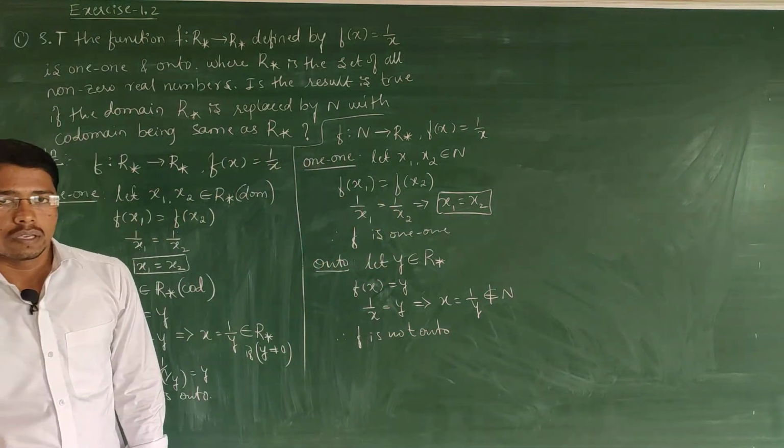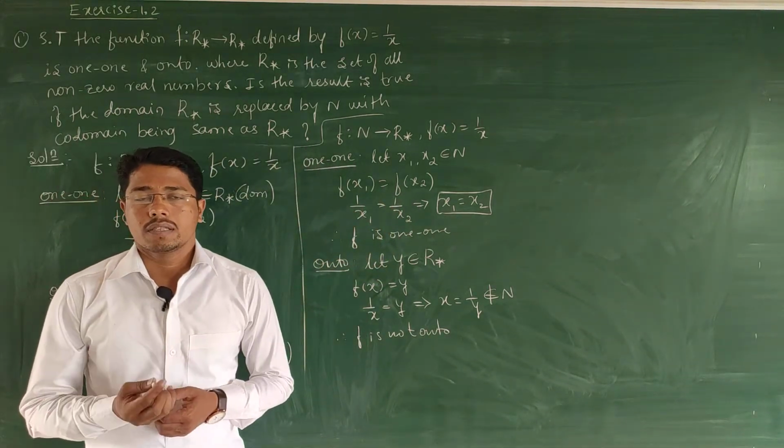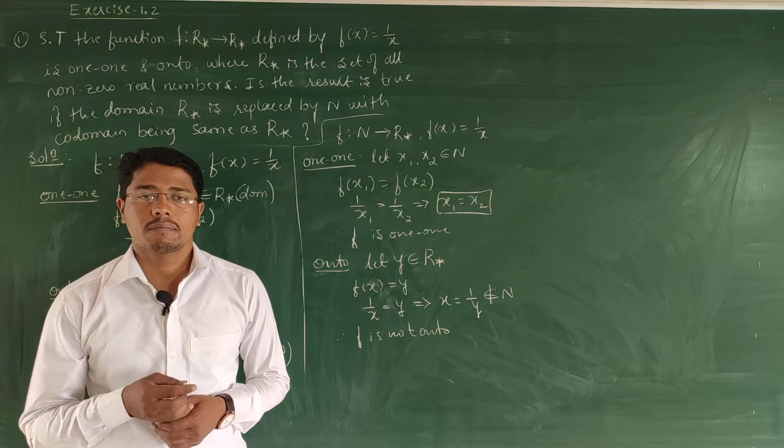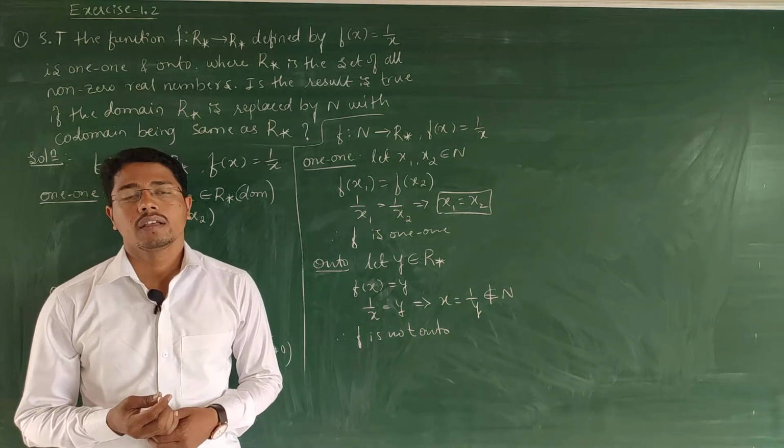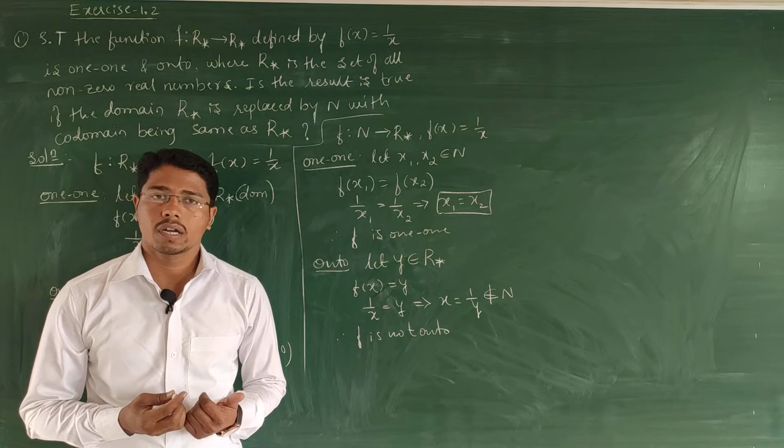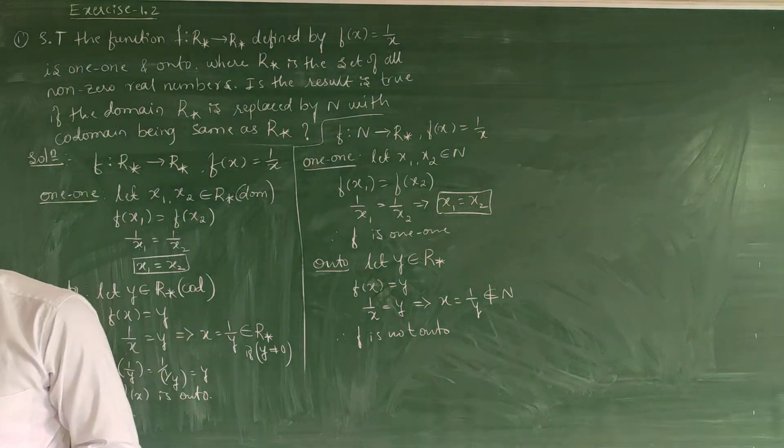So if we replace the domain r star by the set of natural numbers n, then the function is one-one, but it is not onto. Okay, right.